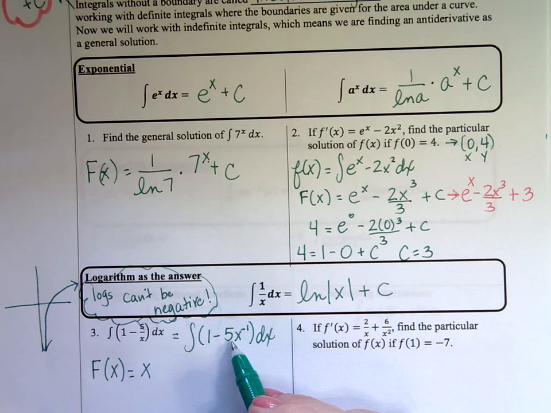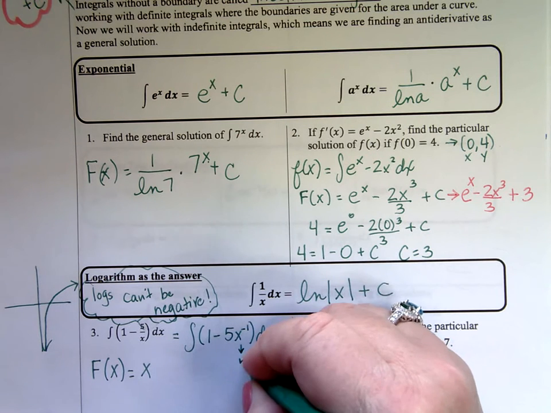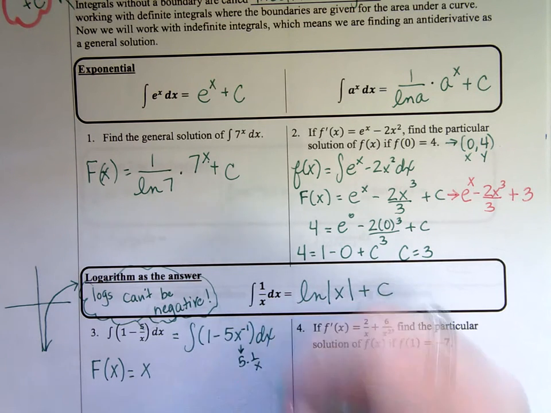Then I end up in a jam here because if I go to one more power, I would have 5x to the 0 power, and that's just not going to work. So really this thing is the same as 5 times 1 over x. Maybe I could look at it that way.